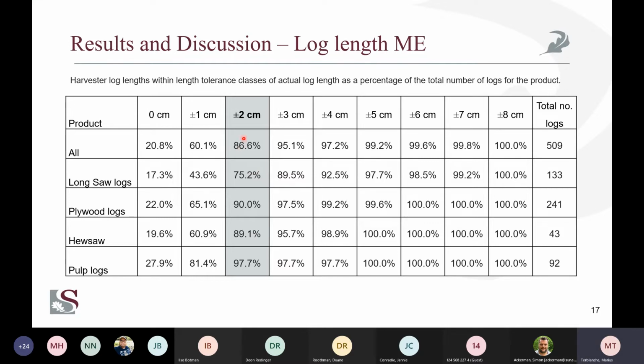So it shows fairly accurate length measurements on a harvester head that is calibrated correctly. Overall, it was 86.6%, with the shorter logs being more accurate than the longer saw logs.